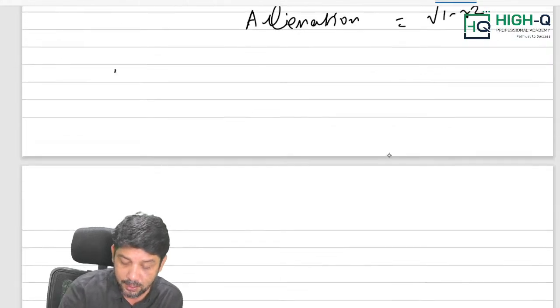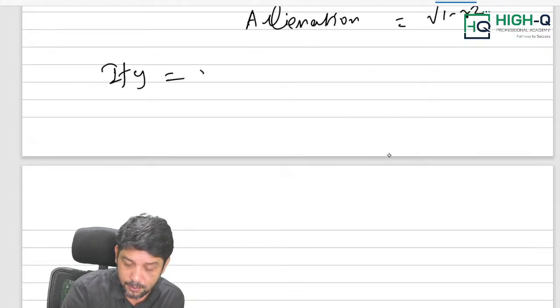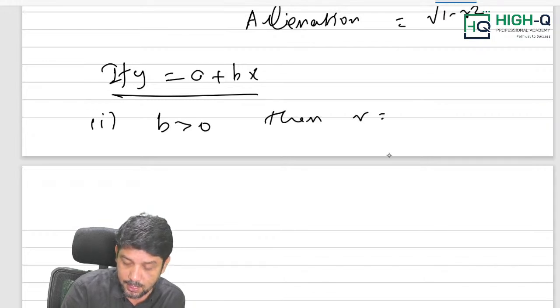Then if y is equal to a plus bx, any equation of this form, first if b is more than 0, then r is equal to plus 1.